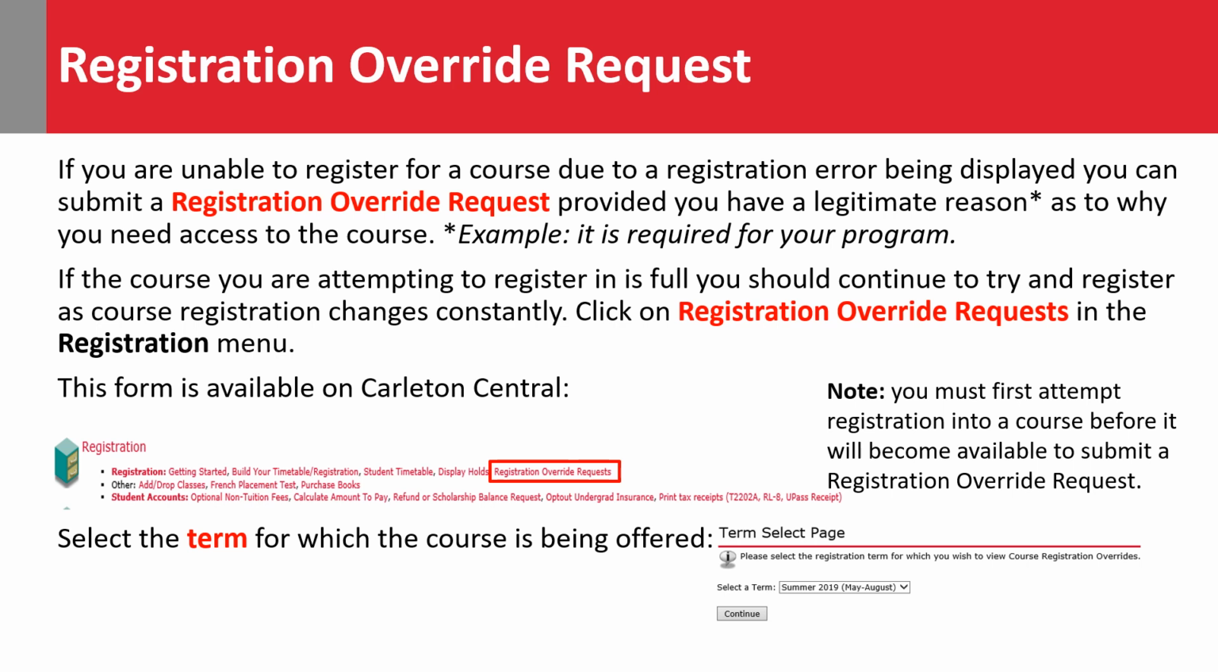It is important to note that you must first attempt to register for the course before it will become available to submit as a registration override request. When you are ready to submit a registration override request, you will find this option in Carleton Central under Registration. Select the term you need and press Continue.